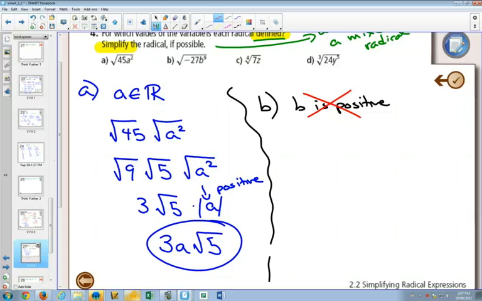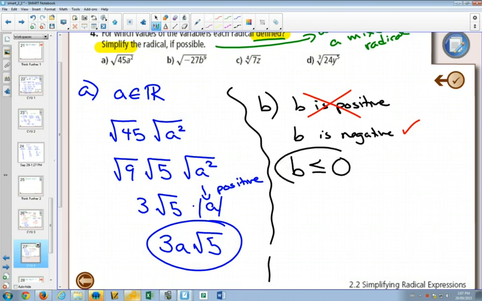What happens if b is negative? Is that okay? B is negative, that works. Because a negative number to the power 9 will be negative, times a negative 27 will be positive. So when we want to say when is this one defined, this one is defined only when b is less than or equal to 0. That's when it's defined.